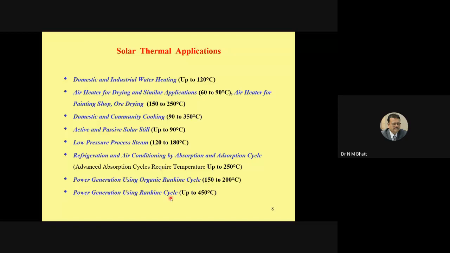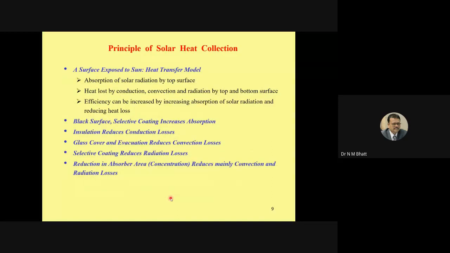So basically the temperature will decide your concentration ratio and the type of collector, and then the amount of heat required will decide the size of the collector or the size of the solar thermal system. We will take up questions after this particular slide, because I want to devote a little more time to this slide, and after that we will have a short question and answer break.